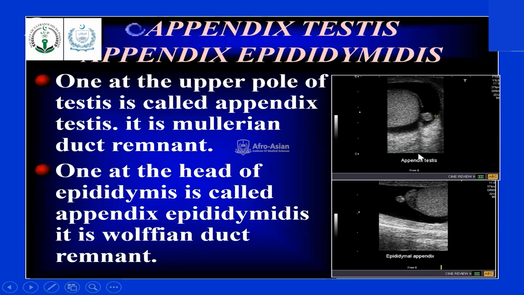We can have the appendix of the testes and the appendix of the head of the epididymis. This is the head of the epididymis and appendix. Here is the testicle and appendix. So the one at the upper pole of the testes is called the appendix testis. It is a Mullerian duct remnant. And the one at the head of the epididymis is called the appendix epididymis. It is a Wolffian duct remnant.